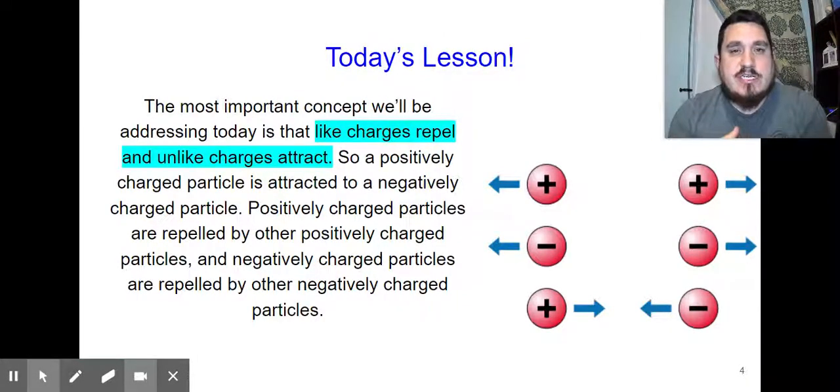So in this picture here, you see the very first two. You have two positive particles that are not going to come close to each other. They're going to move away from each other. You have two negatives, same thing. They're the same, so they're going to move in opposite directions. And then you have the opposite charges, positive and negative. They're going to be attracted to one another. You've probably already heard that term: opposites attract, and likes repel. So again, we're starting with the basics, talking a little bit about charges and electricity.